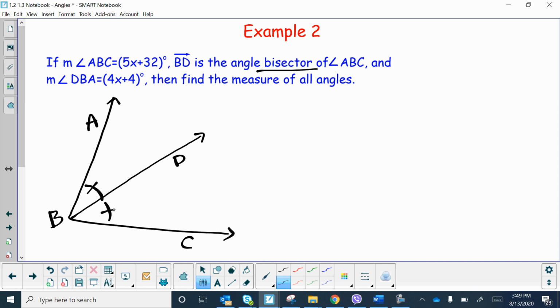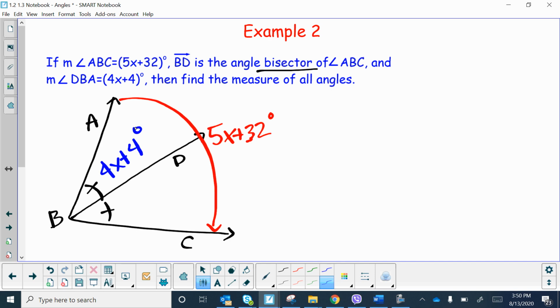All right, so the whole thing is 5x plus 32. So from here all the way to there is represented as 5x plus 32 degrees. And then it says angle DBA is 4x plus 4 degrees. So I'm going to get a different color. DBA, so this one right here, is 4x plus 4 degrees. Find the measure of all the angles.